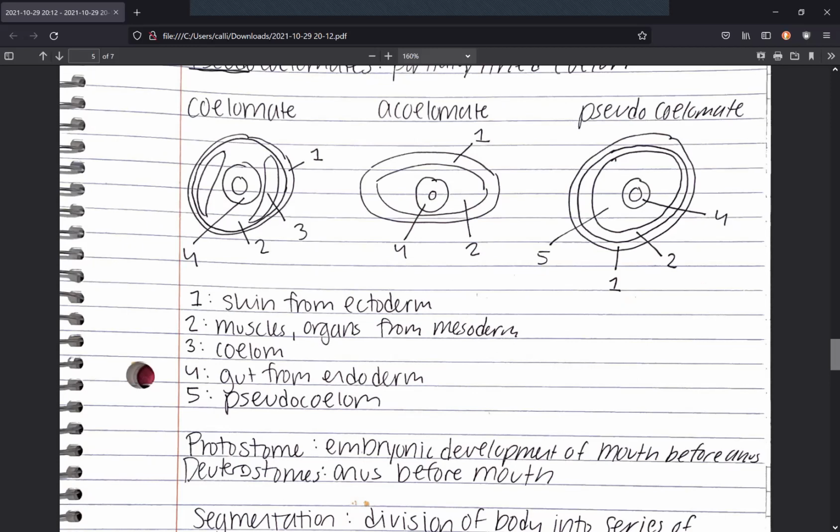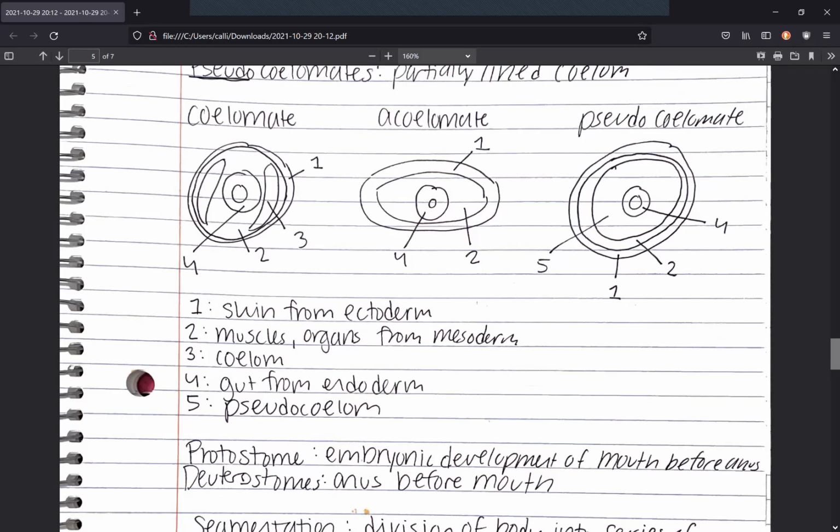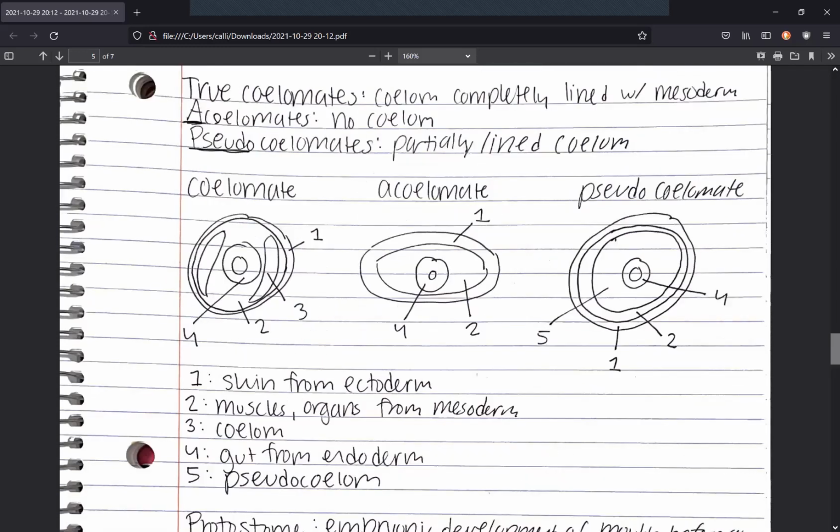So I tried to draw it as best I could. Again, the book has a much better depiction of these situations. But I think this should be relatively simple. It helps if you just remember these definitions. So go ahead and take a look at that.